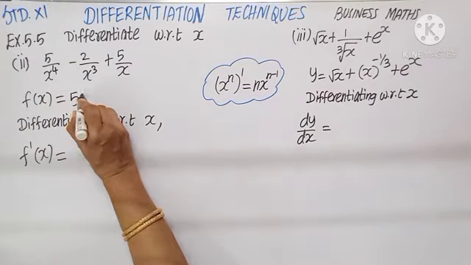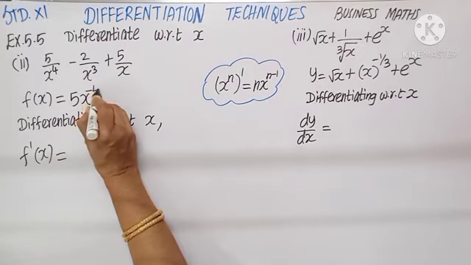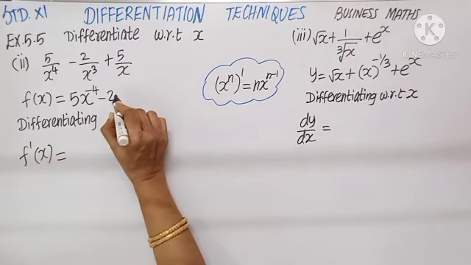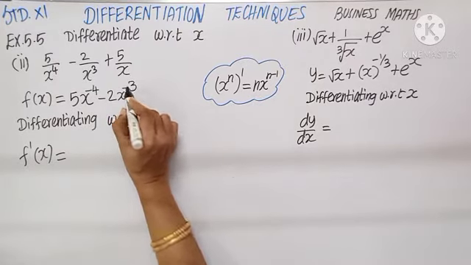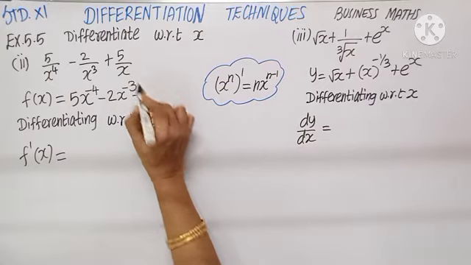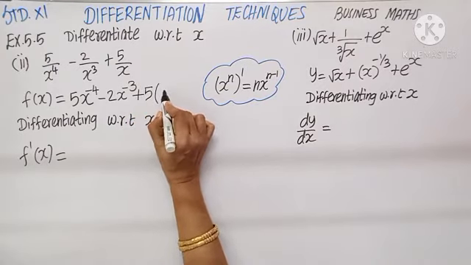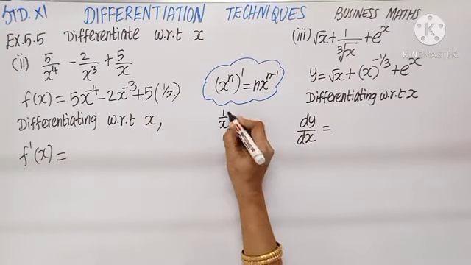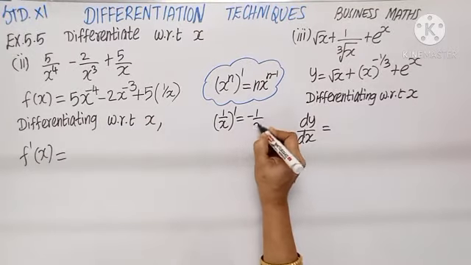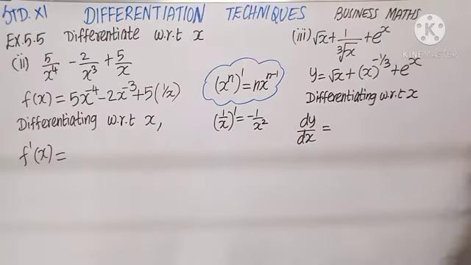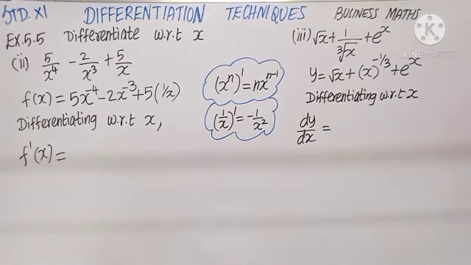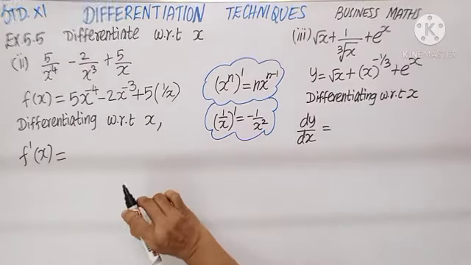Denominator x power 4 goes to the numerator as x power minus 4, minus 2, x power 3 goes to the numerator as x power minus 3, plus 5 by x. I will write 5 into 1 by x. We know the formula for 1 by x, that is minus 1 by x squared. So we can directly apply it whenever 1 by x comes. The remaining we shall apply the x power n formula.